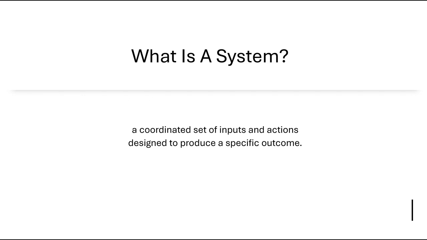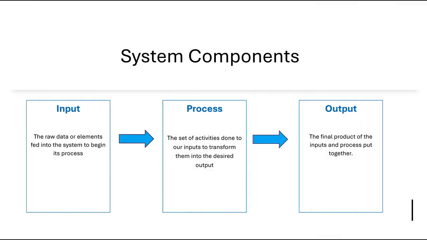And so the way you're able to identify exactly where a system is, you want to look for three things, and these are the three essential components of what makes up a system. A system is comprised of three levels: inputs, processes, and outputs. The first level is the input. This is the raw data or elements that are going to be fed into your system that gets the whole thing started.